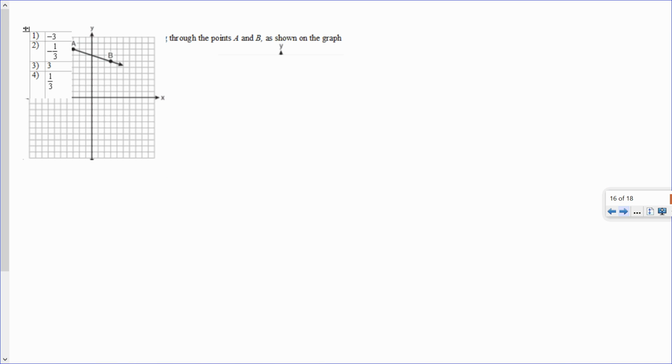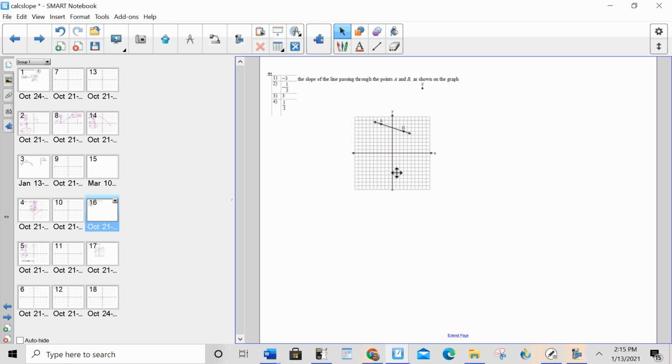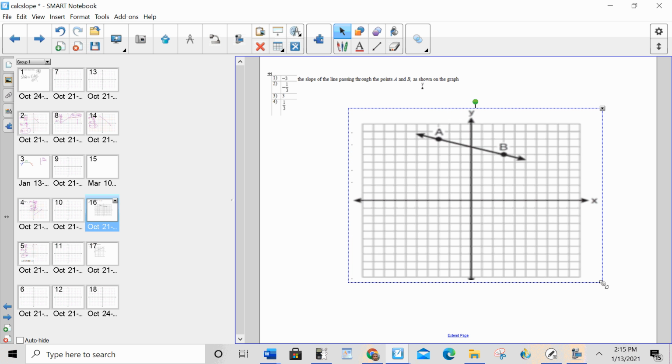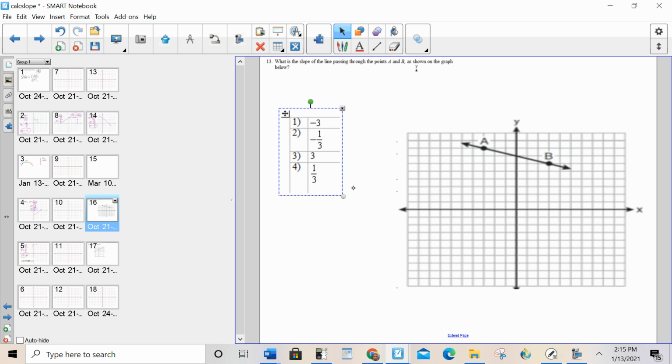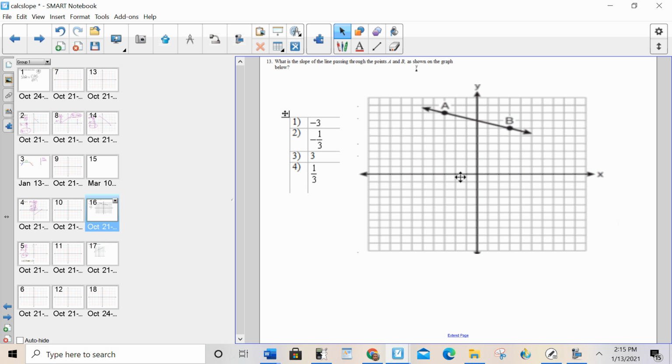If they give you a graph, even better. Just pick any 2 points on the graph and count between them. Just make sure you're picking nice points. This particular question highlights points for you. So we don't have to use A and B, but we might as well use A and B.